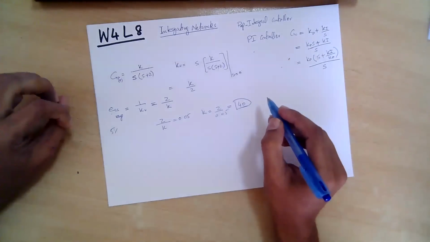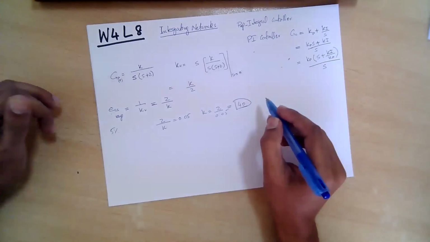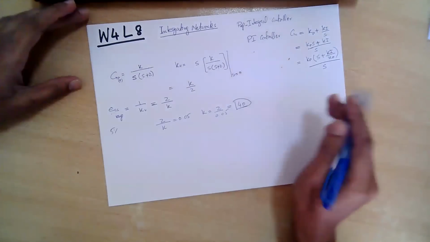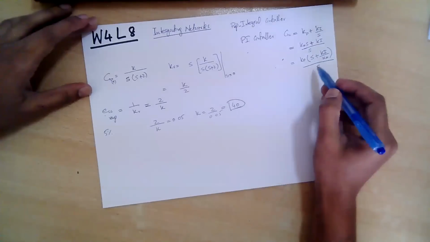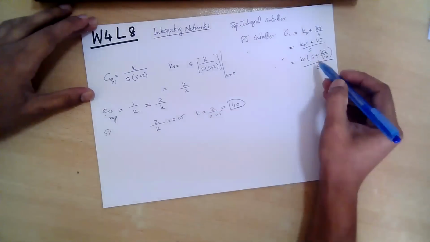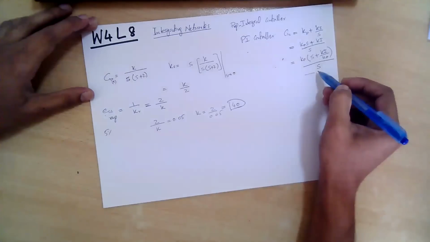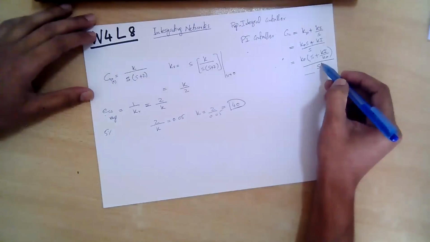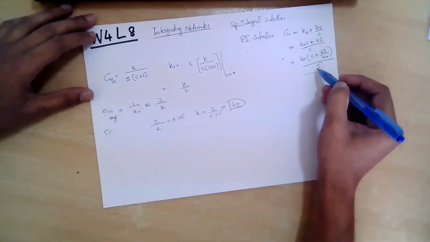So what is the other way? The other way to reduce the error is to add a PI controller or an integrating network in the system such that the error against the ramp velocity is reduced to zero. It means you will improve the type of the system by adding this pole at origin in the loop transfer function.